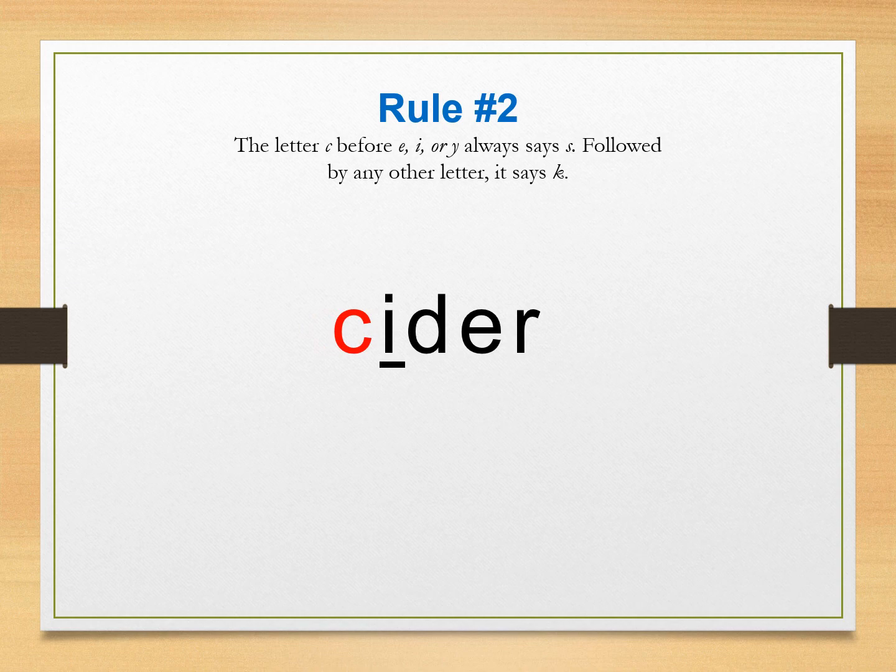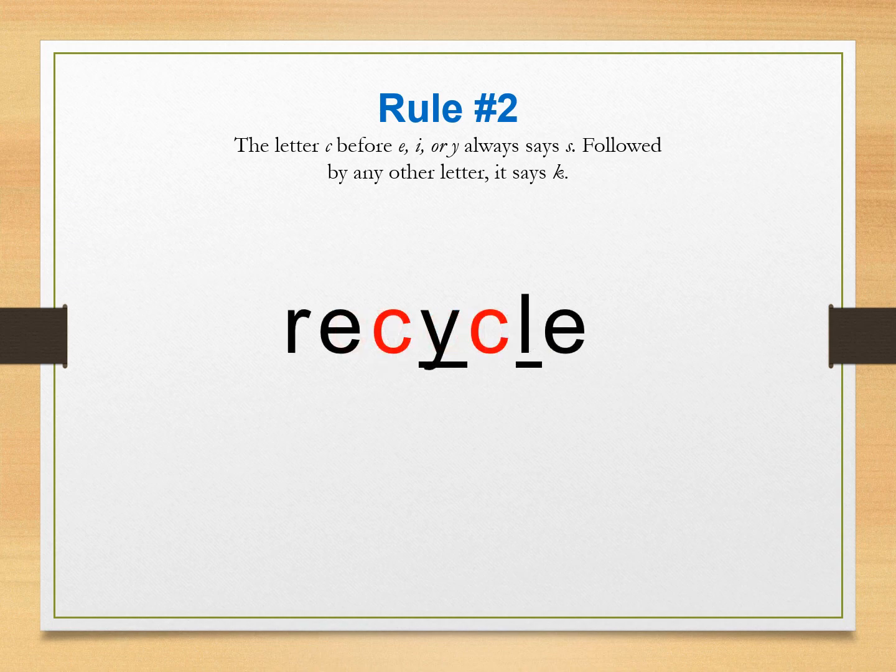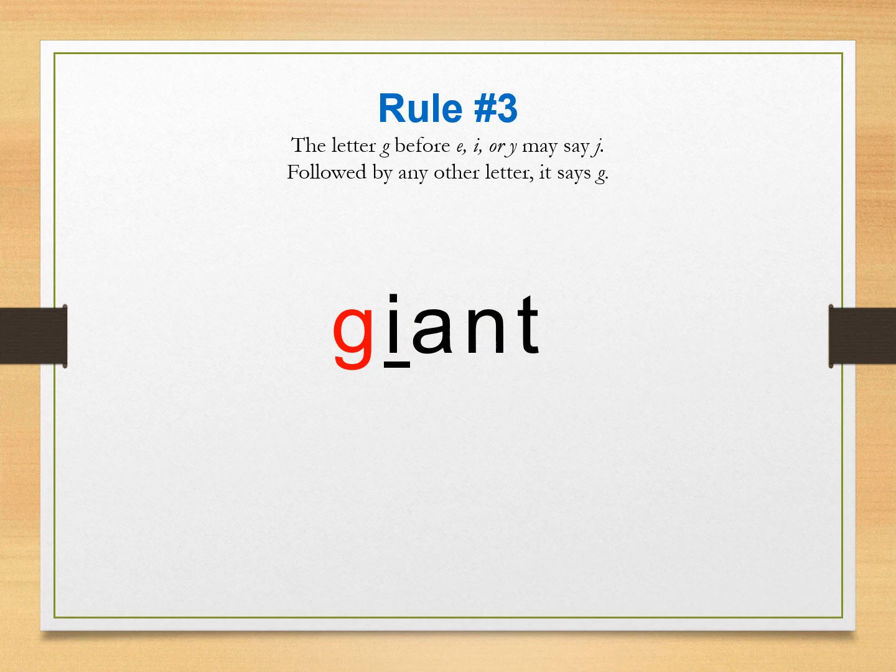This word is cider. What word? Cider. This word is cycle. What word? Cycle. This word is recycle. What word? Recycle. This word is giant. What word? Giant.